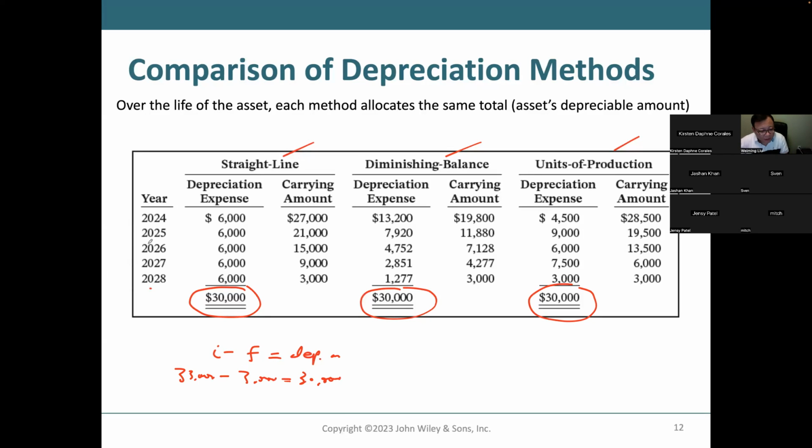However, if you think about each specific year, for the year 2025, your depreciation is 6,000 for straight line, but it's more, 7,920, for diminishing. And it's even more, 9,000, for units of production. So you can see that if you see the whole picture, the total depreciation expense is equal to the depreciable amount. But for each year, the amount of depreciation is different, right? It changes.